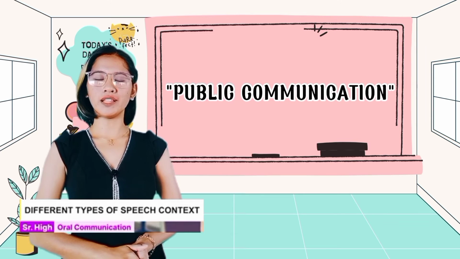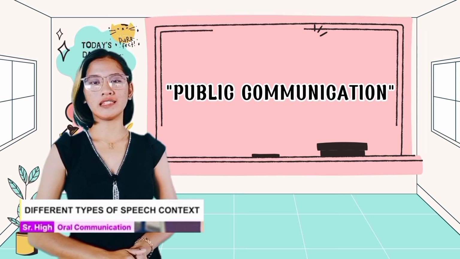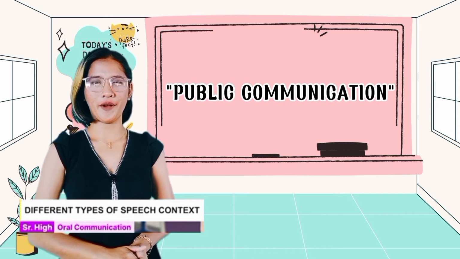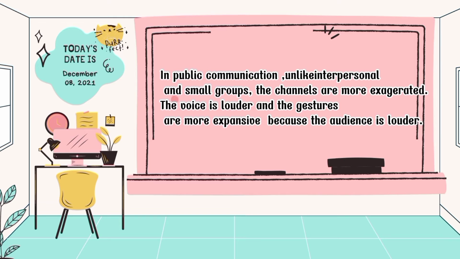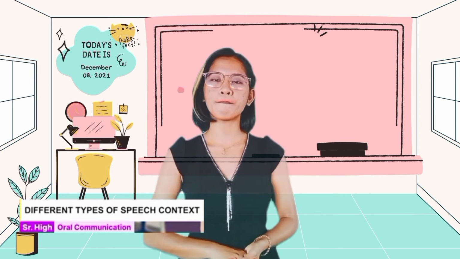Now, let's proceed to public communication. Public communication is a type of speech context that enables you to send or deliver a message before a crowd. In public communication, unlike interpersonal and small group, the channels are more exaggerated. The voice is louder and the gestures are more expansive because the audience is larger. Basically, this is delivering a speech in front of a big number of people.